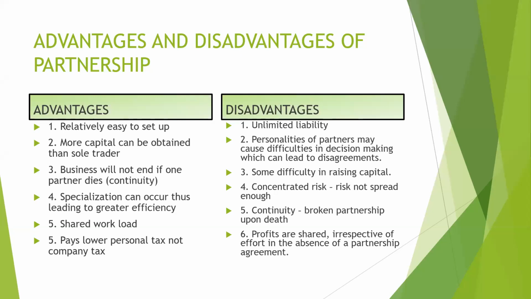There may not be continuity. If the partnership is broken up because of death, I should really put may be broken up, because continuity can still occur if, let's say, one partner dies. The partnership can still run, it can still be operated. But if the conflict led to everybody saying, you know what, I'm out, then the partnership would have been broken up, not because of death, but because of conflicts. So continuity could be a disadvantage of a partnership business.